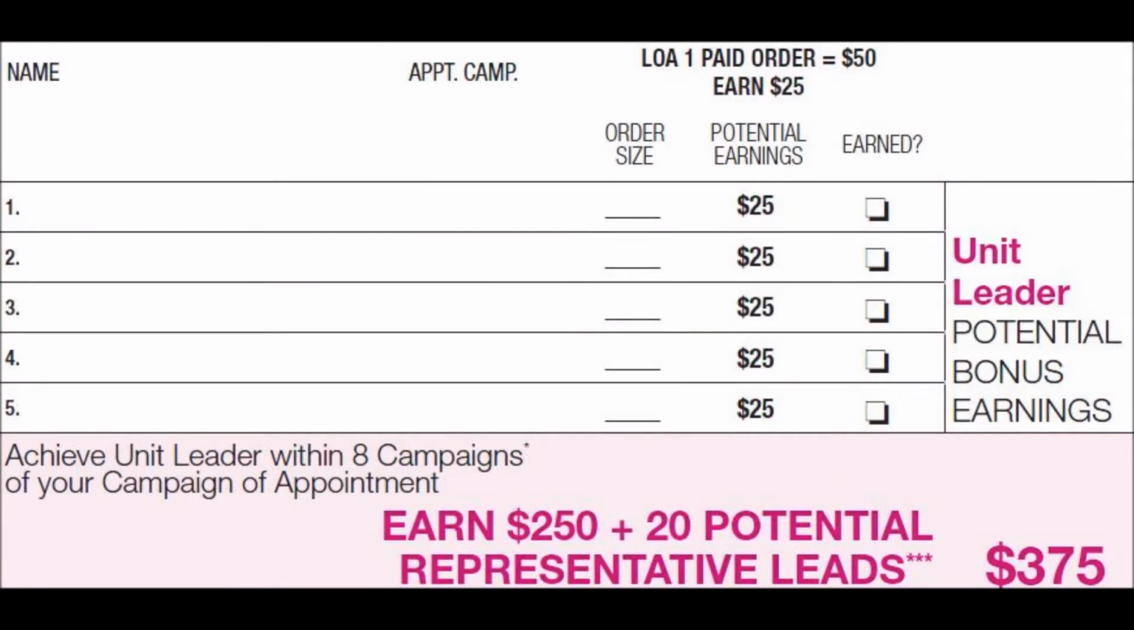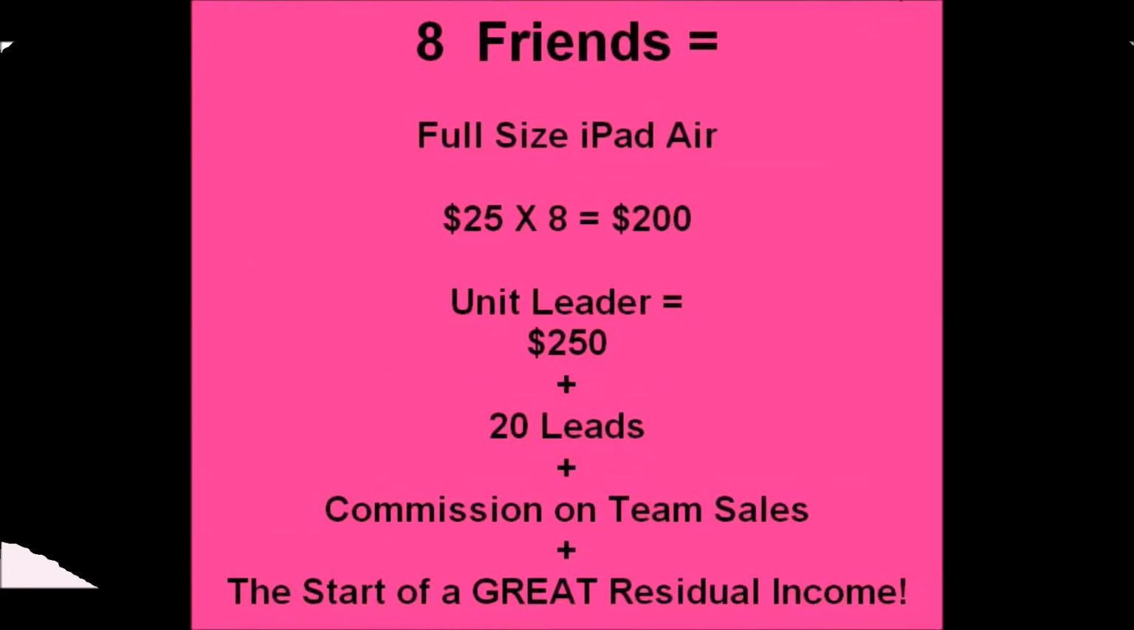So that's in addition to the $25 for each person that you've brought in. So if we go back to our 8 friends, we've earned $200 for bringing in those 8 people. We've earned a $250 bonus for making unit leader, and we've earned a full-size iPad Air. Doesn't get much better than that for sure. So our bonus money is adding up. We're super excited about that.